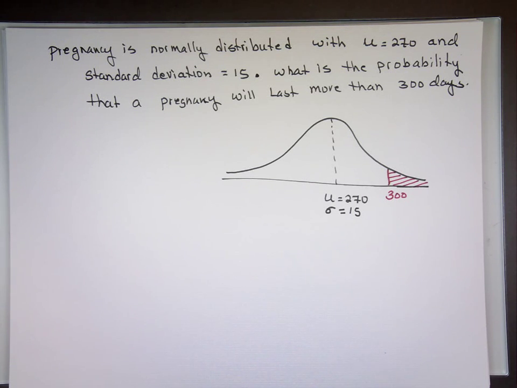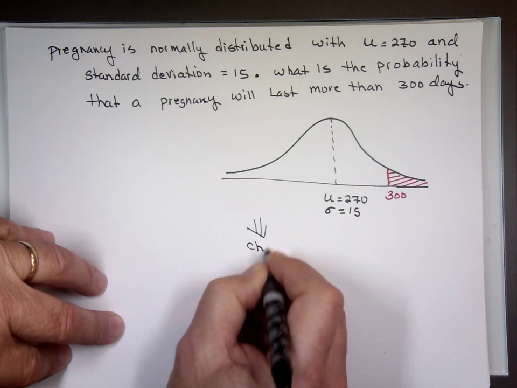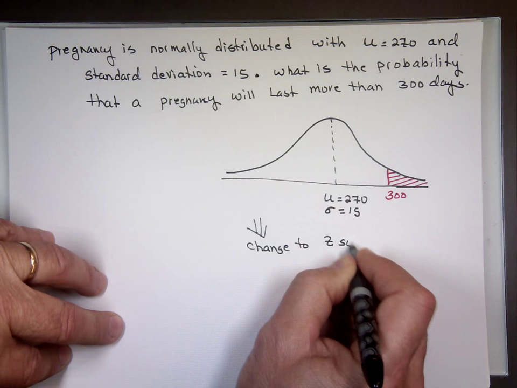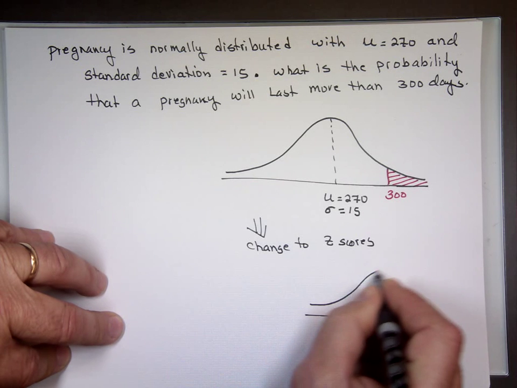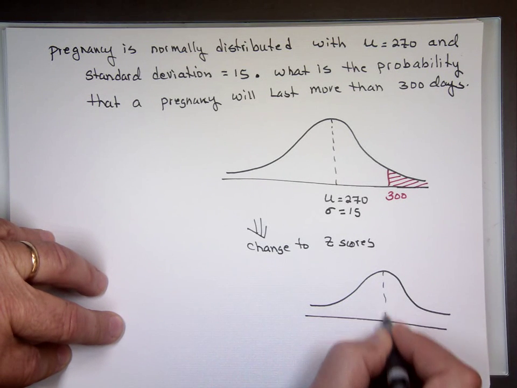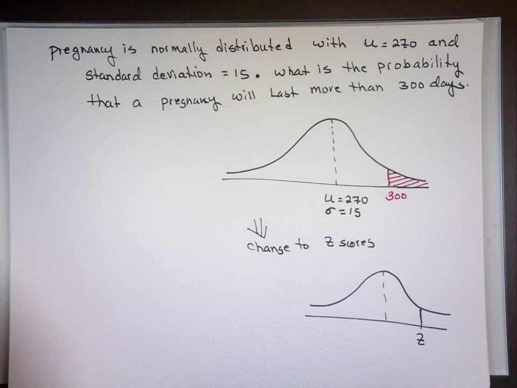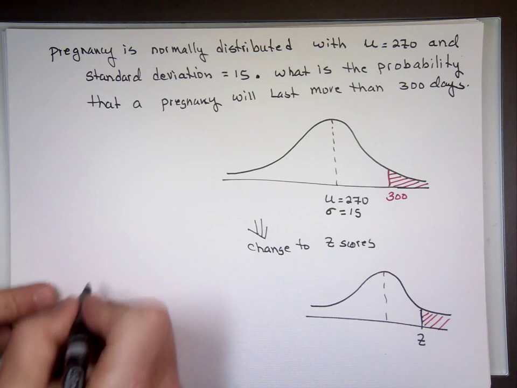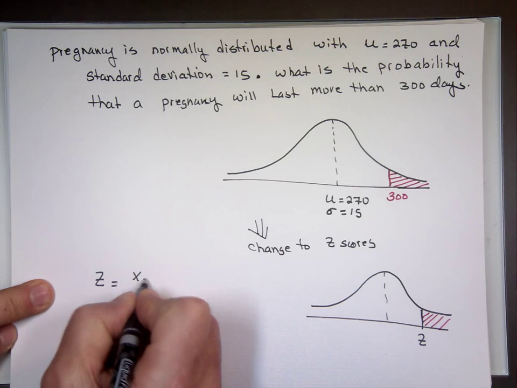We need to take this problem and change it from x to z. Change to z values, z scores. So what is the z value here going to be? Z equals x minus mu over sigma.